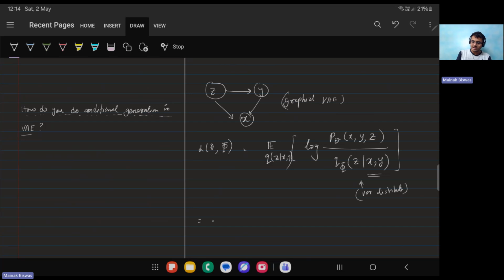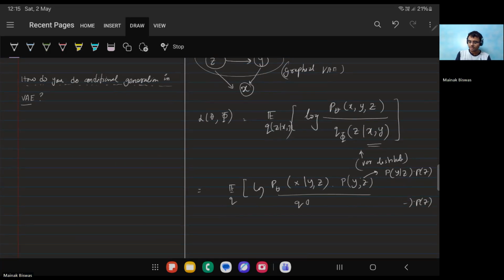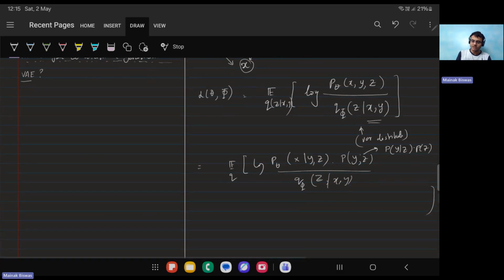Okay, and then I can expand this term as log of p theta of x given y comma z, times p of y comma z, which can again be written as, since from this graph structure, given z, y is independent of x, p of y given z times p of z, divided by q phi of z given x comma y. So now I will group the terms.